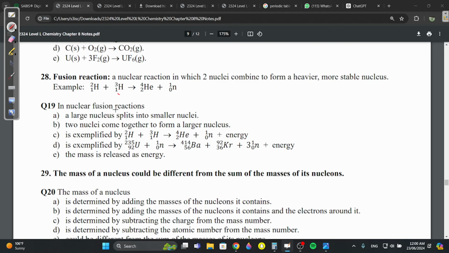Okay, nuclear fusion, a large nucleus splits? No. Two nuclei come together? Yes. It's exemplified by this? Yes. Hydrogen forming helium. That's what fusion is. It's exemplified by the splitting? No. It's released as energy? Yes. Okay. Sorry, anytime mass is released, it's released as energy, because of E equals mc squared. Okay, in case they ask that.